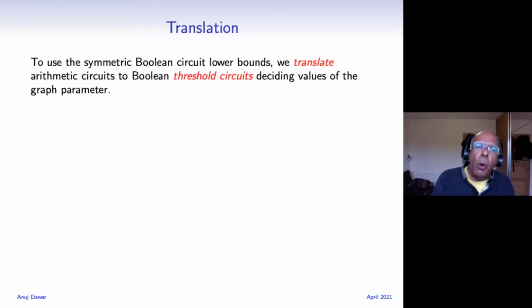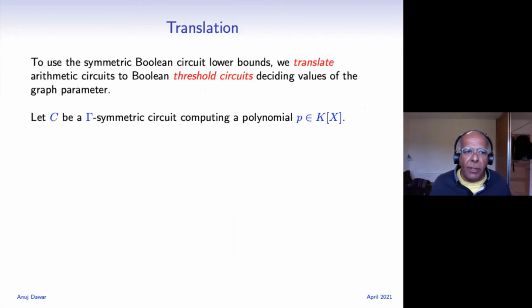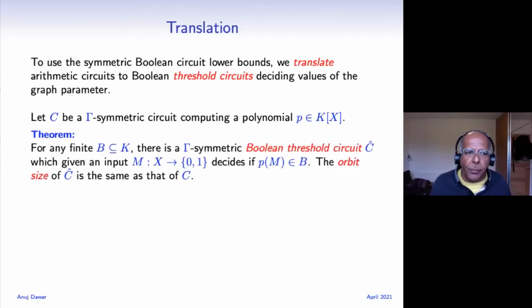So how do we do this? We're going to get our lower bounds on arithmetic circuits by getting lower bounds on Boolean circuits. And for that, we simply have a translation. That is, if we have a gamma symmetric arithmetic circuit computing some polynomial, we can get a Boolean threshold circuit which decides, for a 0, 1 matrix, whether the value of this polynomial is in some fixed set B. So fix a set B of values, and I can construct a threshold circuit.